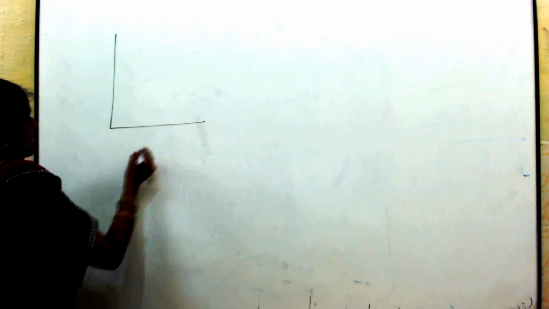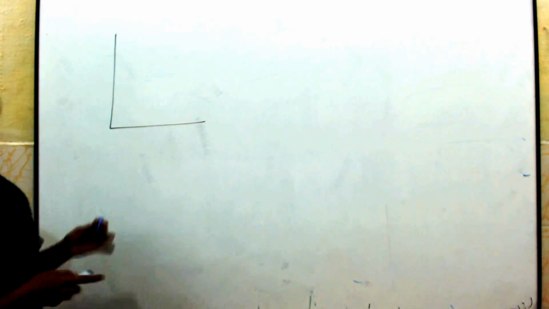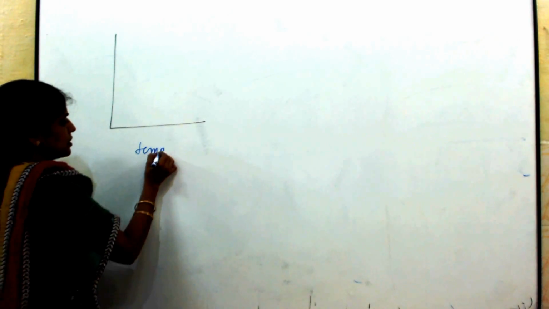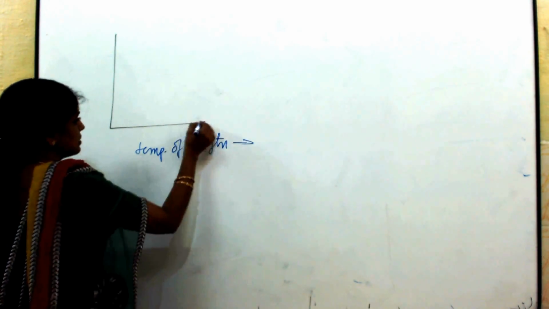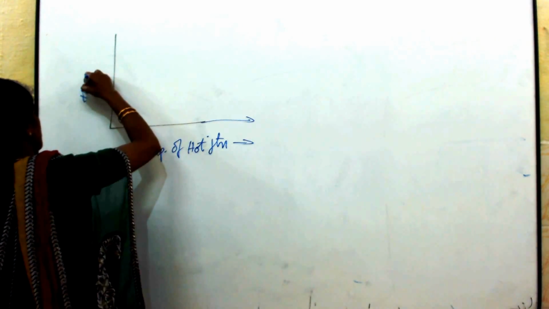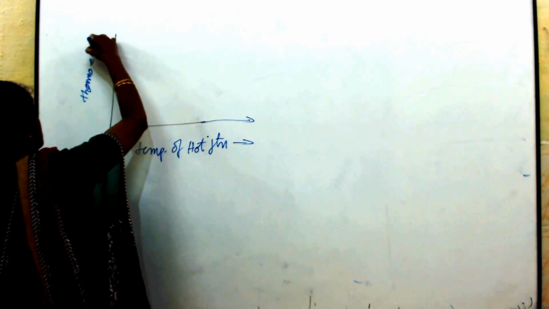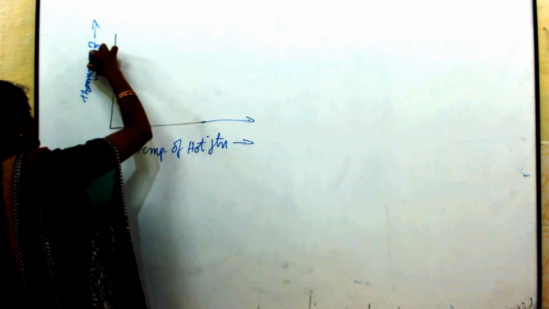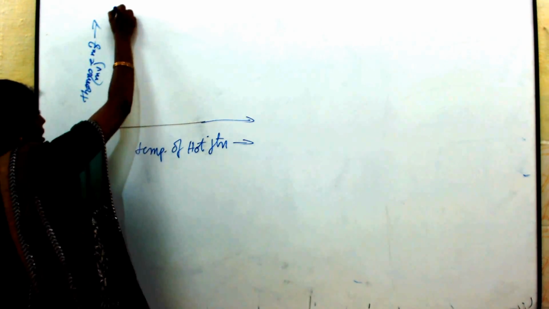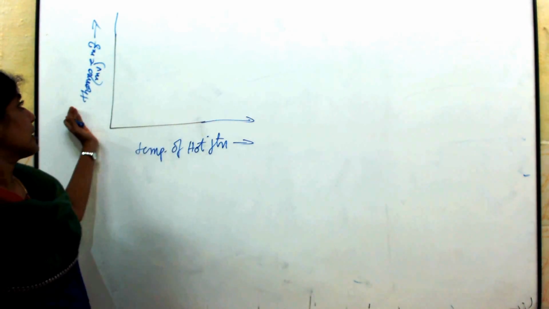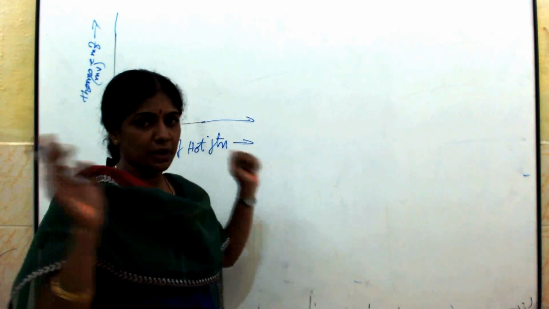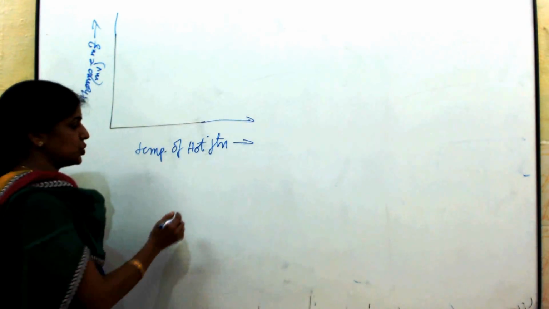Before going further, I will take the temperature of the hot junction on the x-axis and the thermo EMF produced in millivolts on the y-axis. I am going to draw a graph between the temperature of the hot junction and the thermo EMF developed in a thermocouple, keeping the temperature of the cold junction constant.